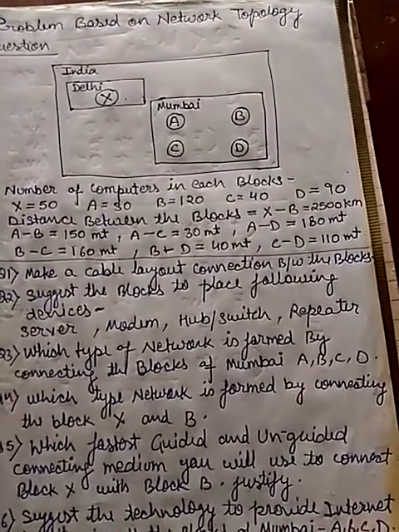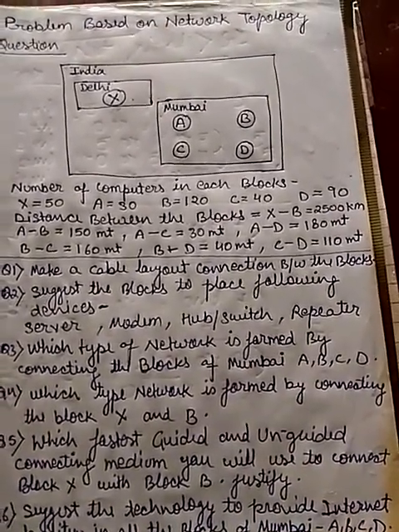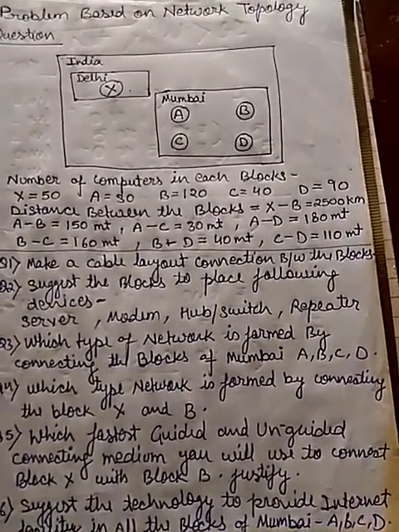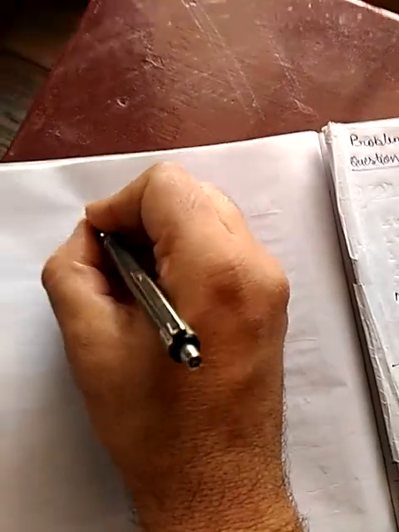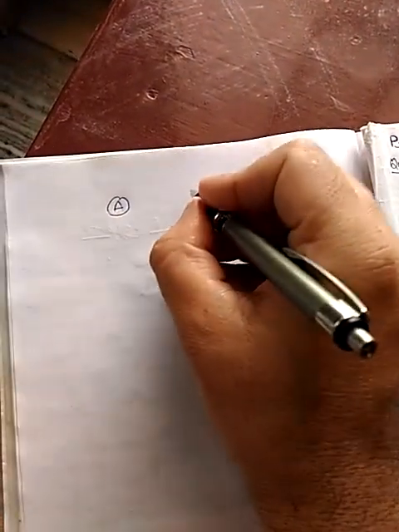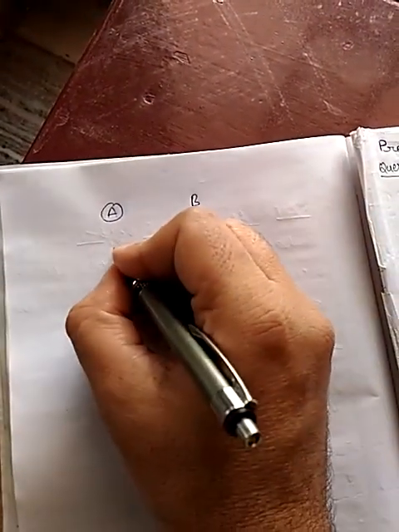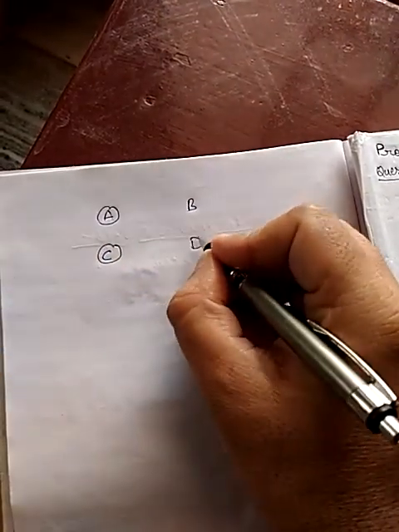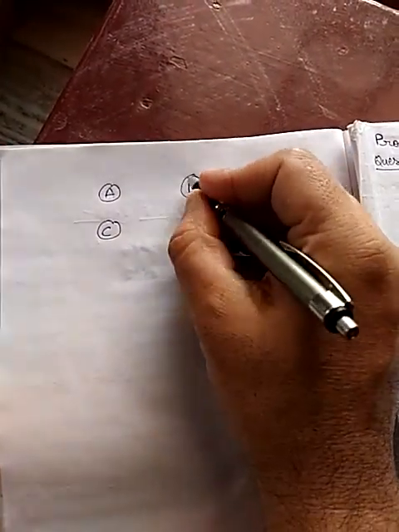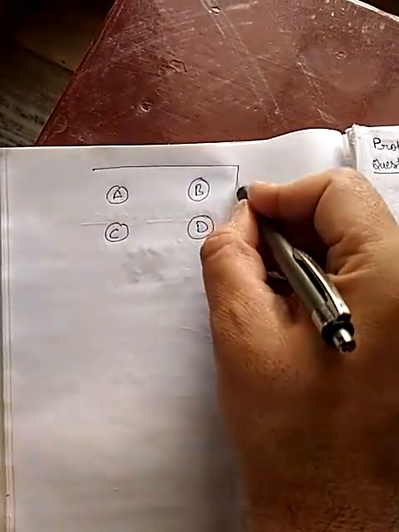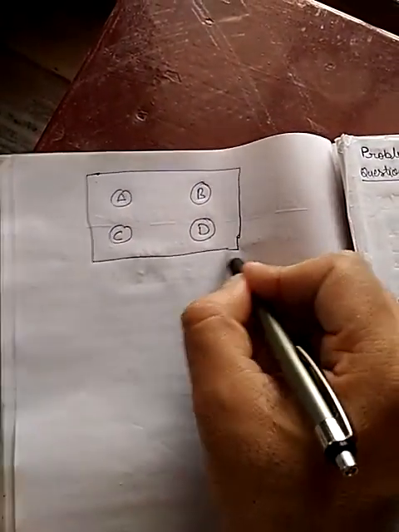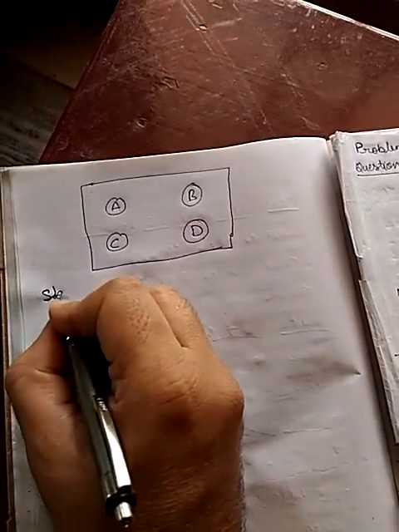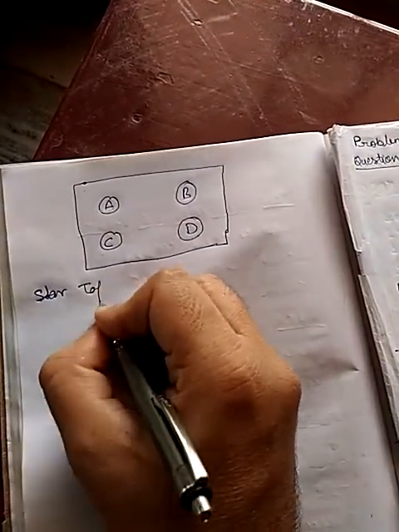Let's see how we can make the star topology to make the cable layout connection between the blocks. Suppose these are 4 blocks A, B, C, D. These are 4 blocks which are present inside Mumbai. Okay, now we are going to make a star topology.